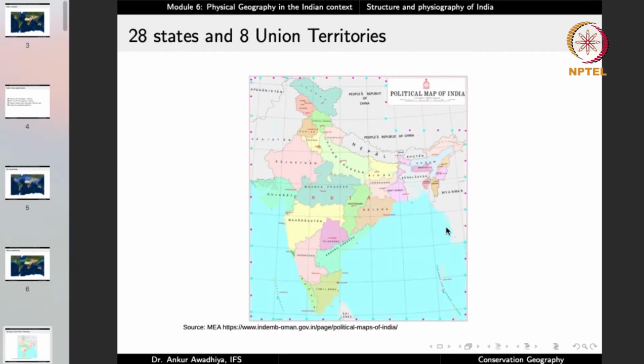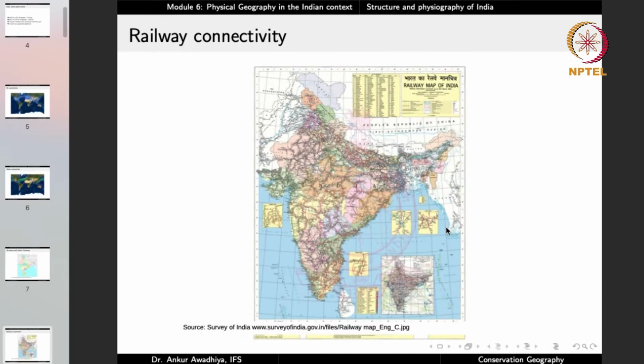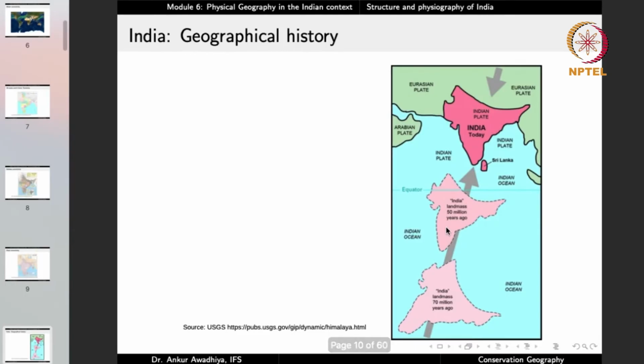We have 28 states and 8 union territories. This is the political division of India. The country is very well connected. If we talk about, say, railway connectivity, we have some of the highest densities of railways in the world. The road connectivity also is very good.